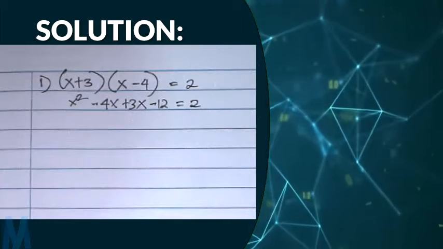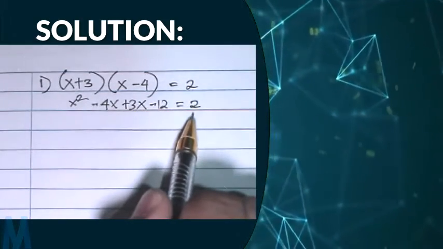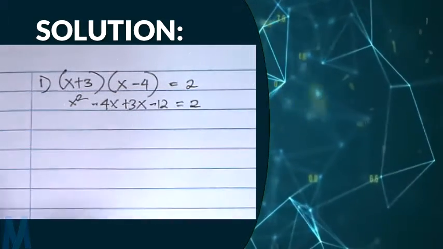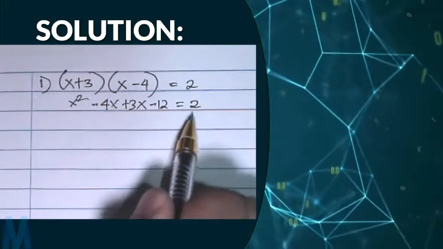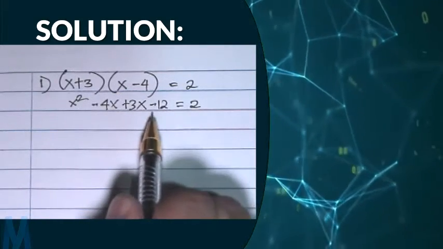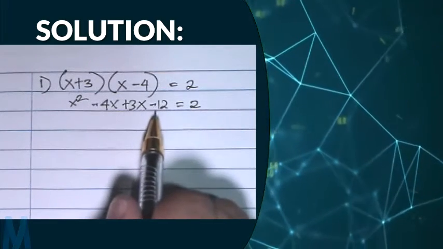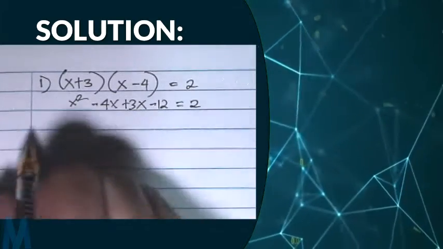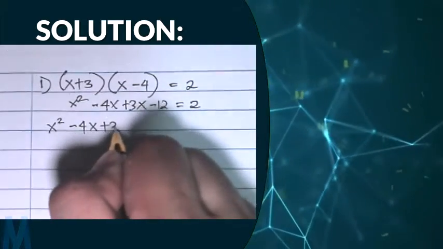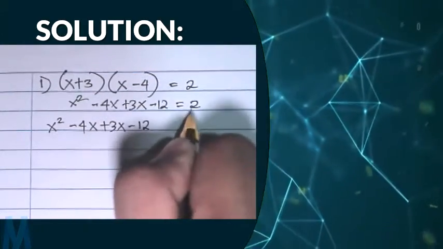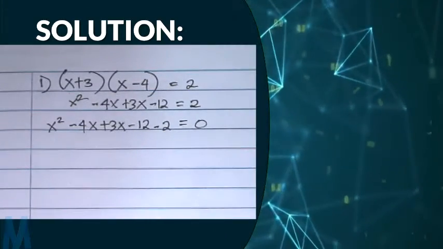Then we are going to transfer 2 from the right side to the left side. When we transfer, it changes sign. If it's positive, it becomes negative. Same thing if it's negative, it becomes positive. So this will become x squared minus 4x plus 3x minus 12 minus 2 is equal to 0, so 0 is what remains on the right side.